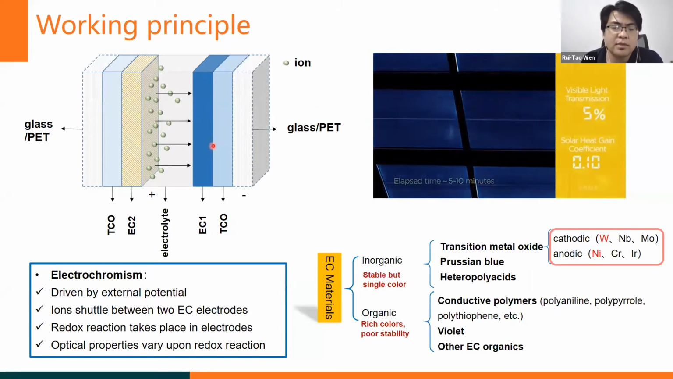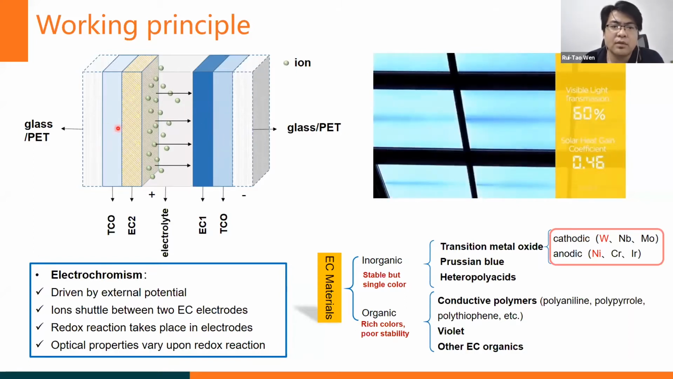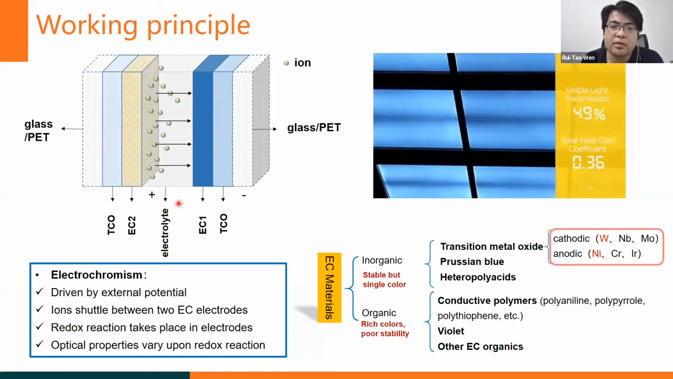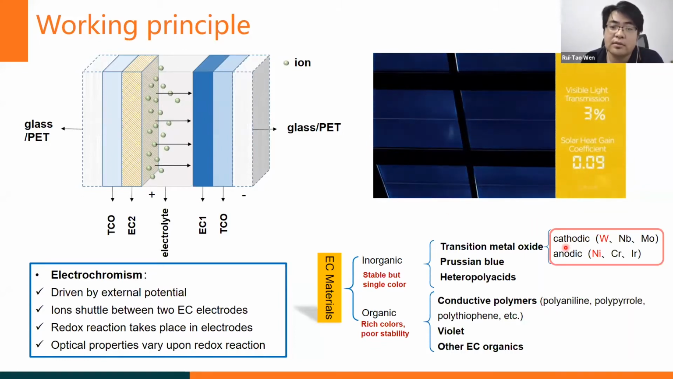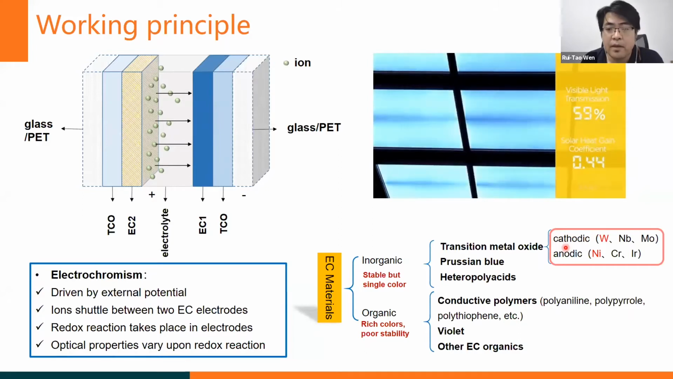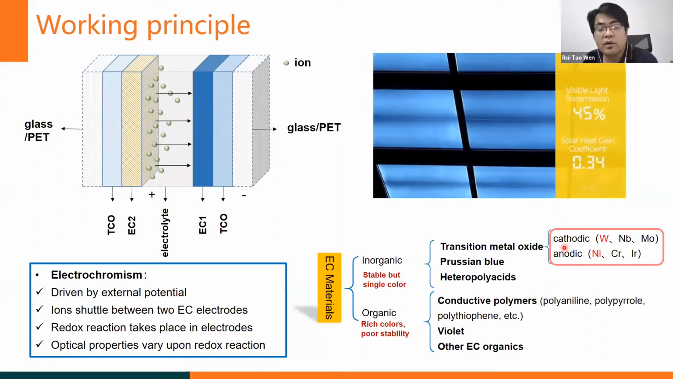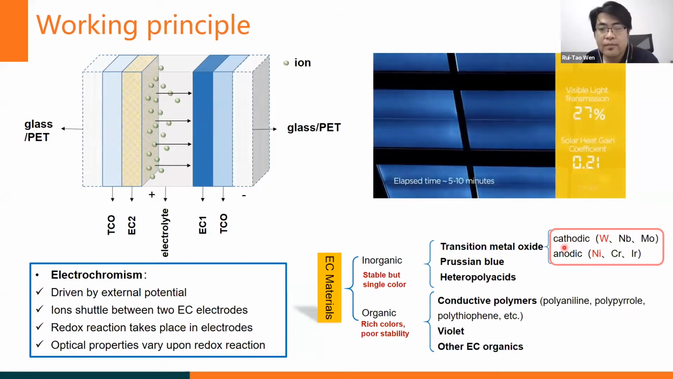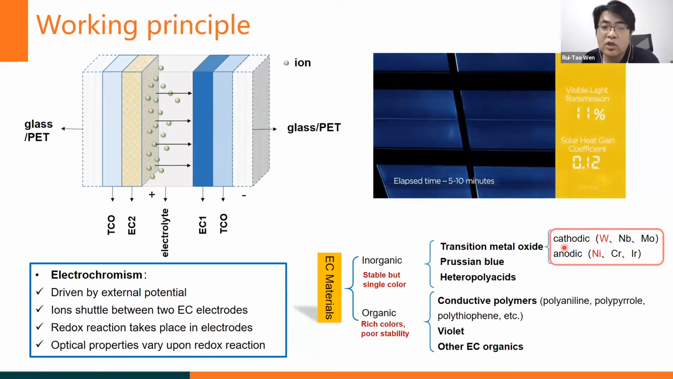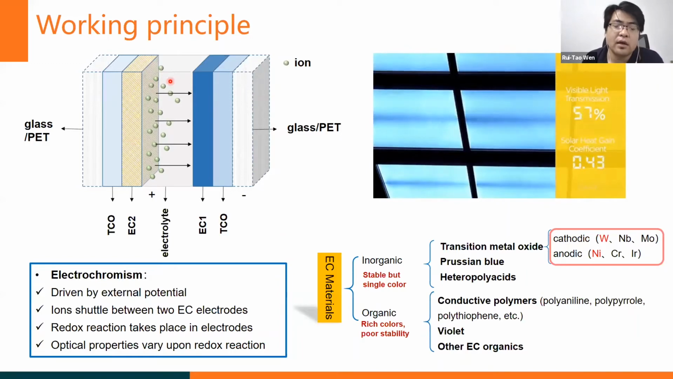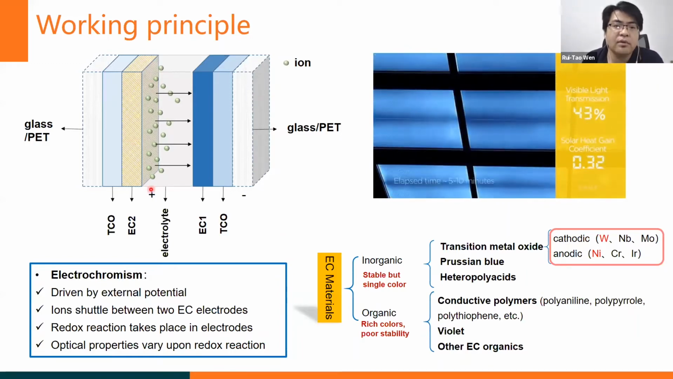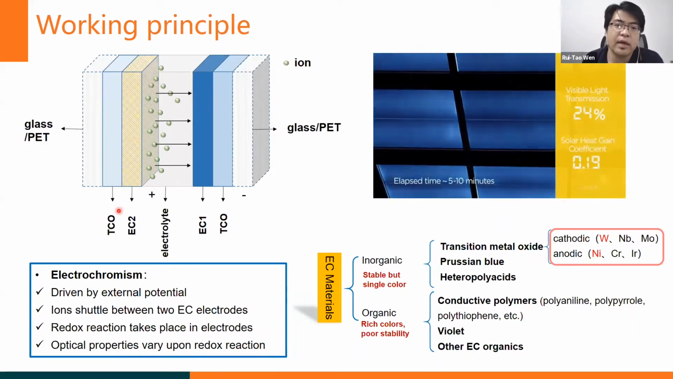As I mentioned, from this figure, we have two electrochromic layers, which are compatible with each other. We call one layer the cathodic layer and the other the anodic layer. For the cathodic layer, we normally use tungsten oxide, and for the anodic layer we use nickel oxide. So we combine these two layers and the electrolyte in between with two TCOs, then we have the full device.